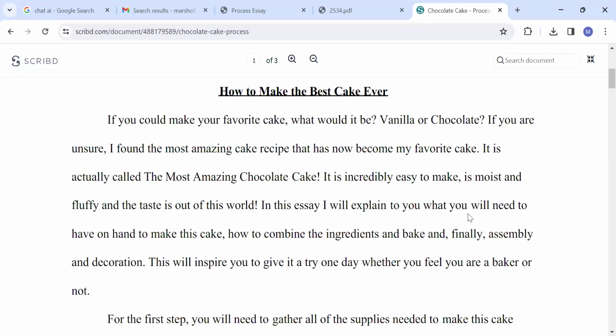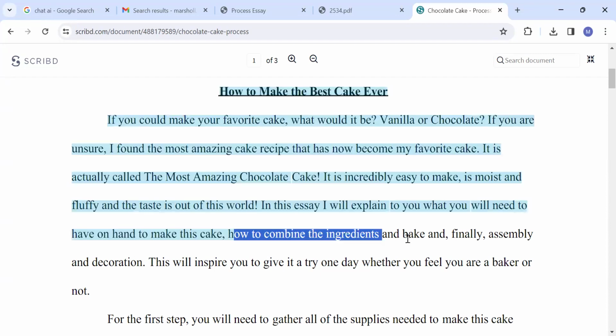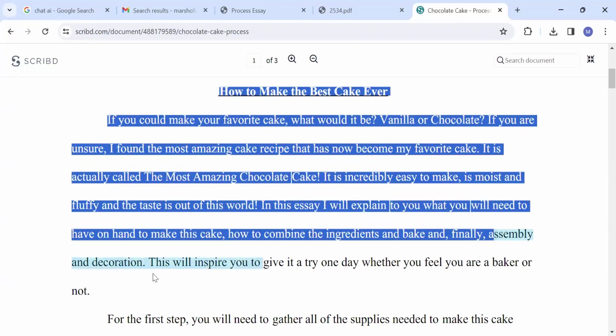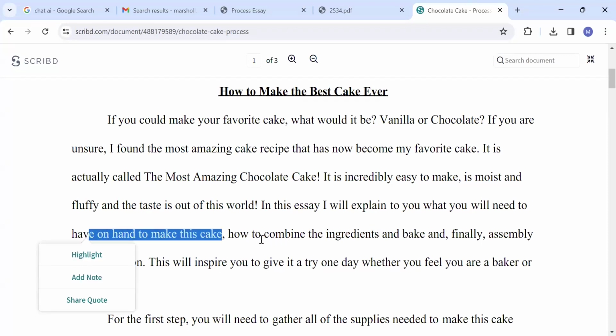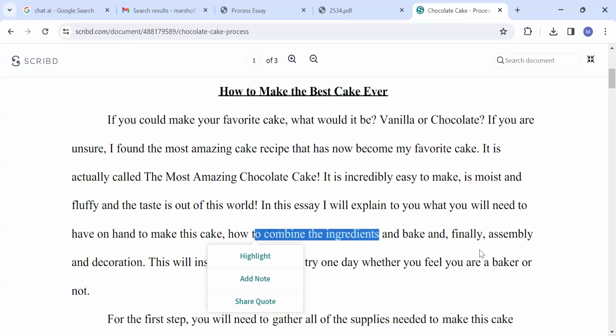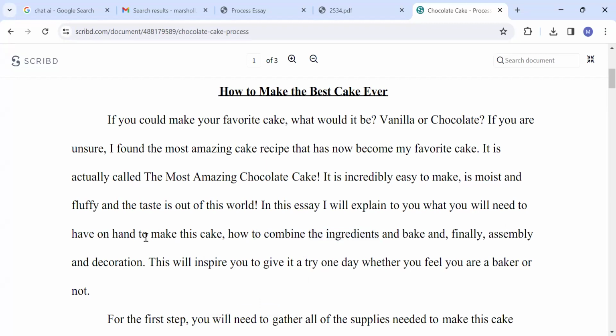In this essay, I will explain what you will need to have on hand to make this cake, how to combine the ingredients to make the cake, and finally, assembly and decoration. Three main things that we're going to look at is what you need. So this requires ingredients and utensils. How to combine, which is the process of combining those ingredients. And lastly, assembly and decoration. So the final outcome.